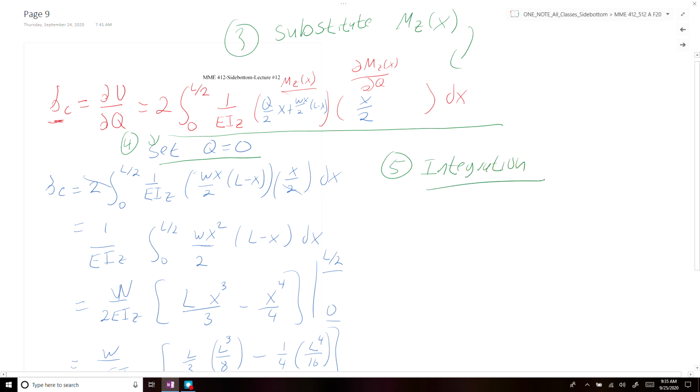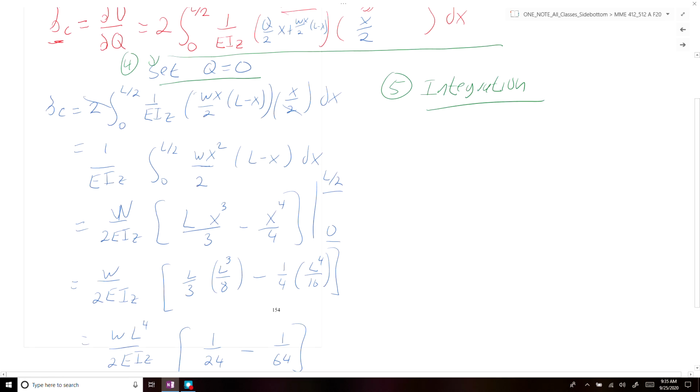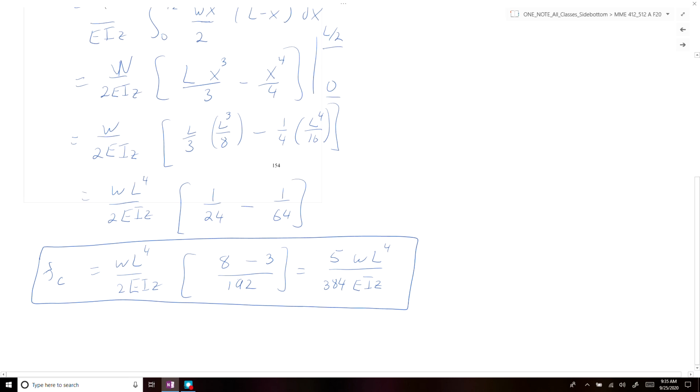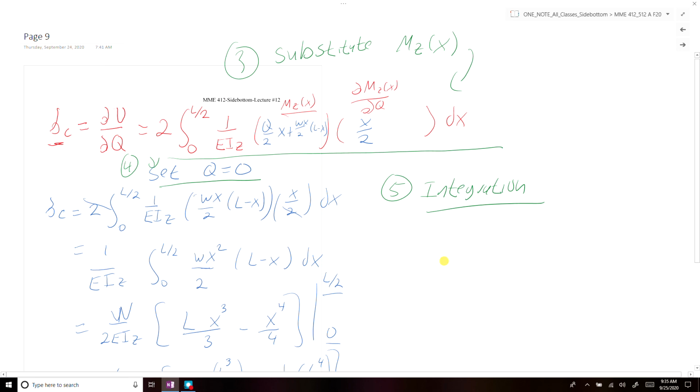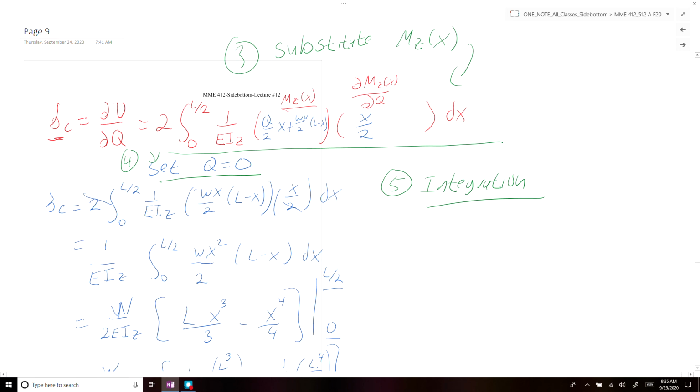Alright. So as long as you follow that general procedure, you should be able to solve these Castigliano's method problems. The integrations can sometimes be a little bit long, but overall it's just being able to define your moment as a function of x, and once you can do that, you just have to do your integral. It's not too bad.